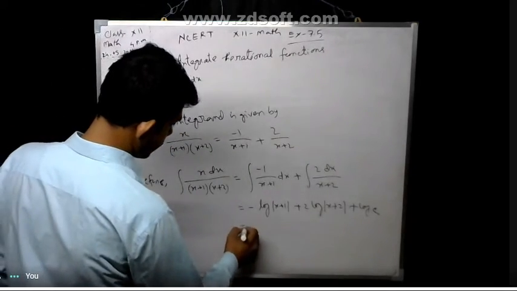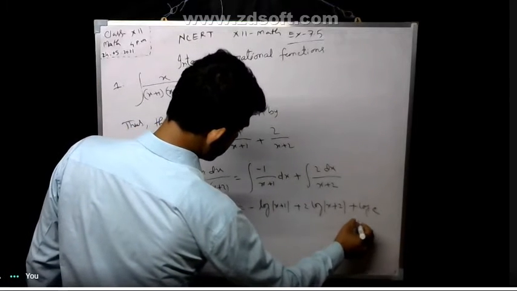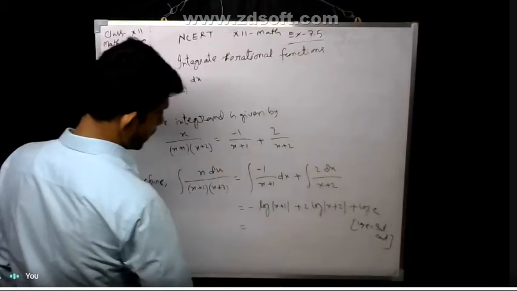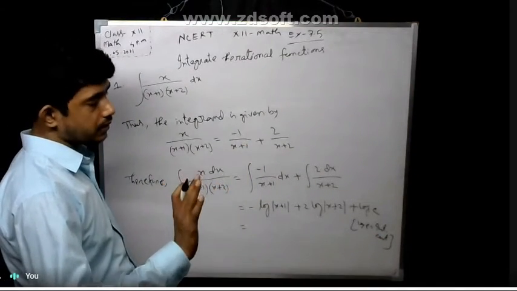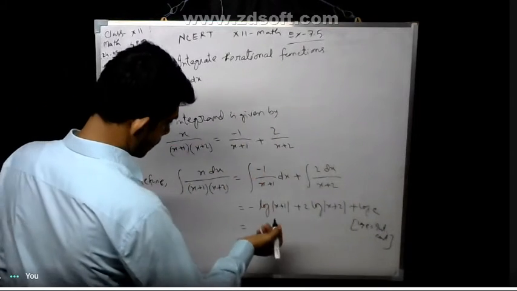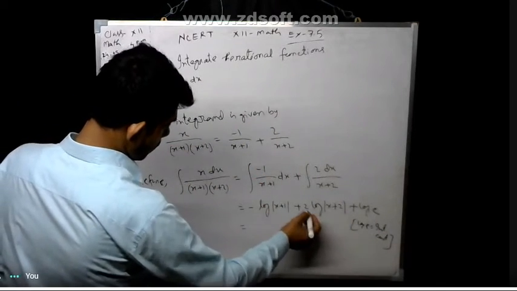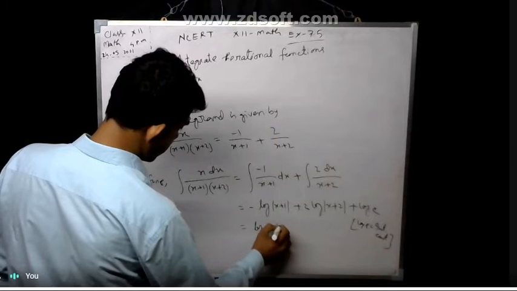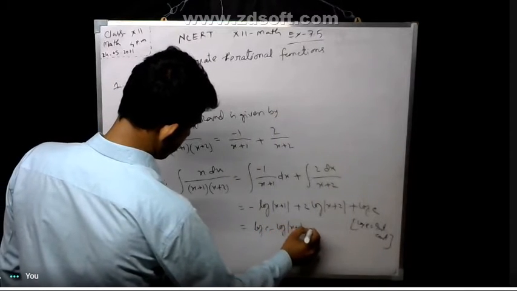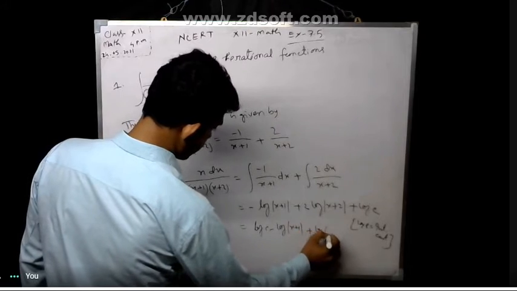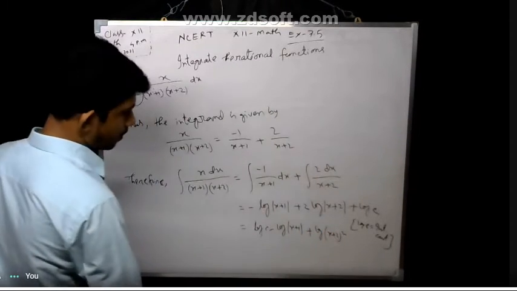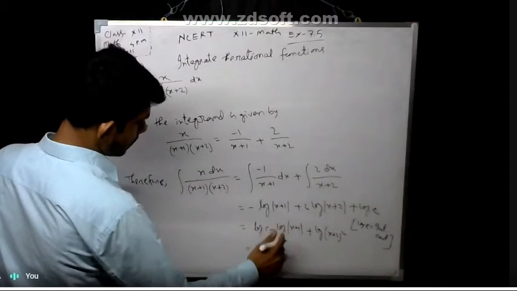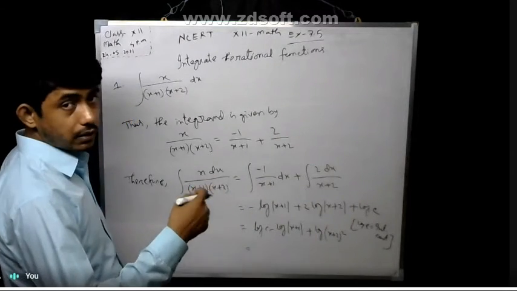Log c is the integration constant. You can do also only c, or log c. So we can write log c minus log of x plus 1 plus 2 log of x plus 2, that is, log of x plus 2 whole square. Log a minus log b means log a by b.